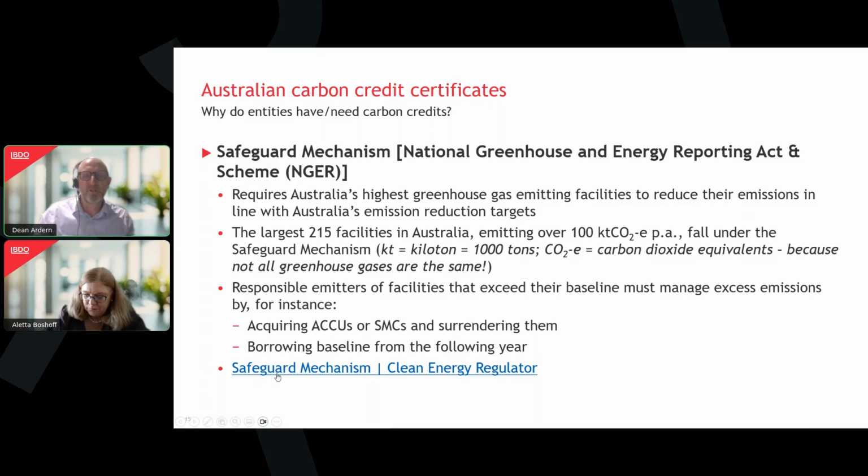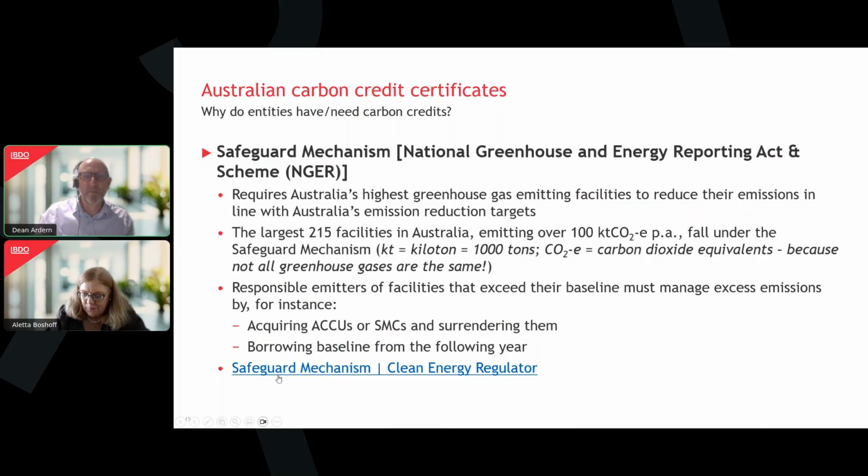And so as a means of ensuring there's an equality between them and an understanding of the effects, we talk about carbon dioxide equivalents. Responsible emitters of facilities that exceed their baseline must manage the excess emissions by, for instance, acquiring ACCUs or SMCs. Typically, they're going to acquire ACCUs because the SMCs are usually generated by individual entities and kept by those entities, and they're related to their baseline. But I'll talk about that a bit more in a minute. Or they can borrow from their baseline from the following year.